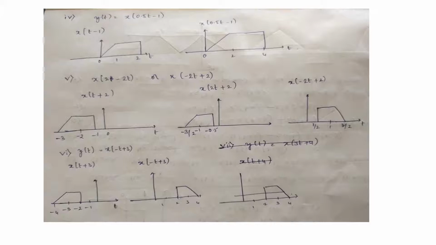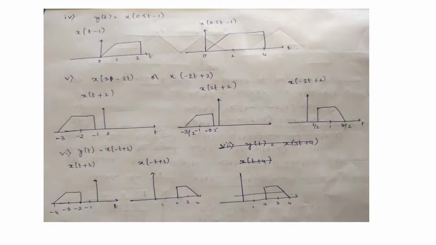Next I have x of 2 minus 2t, or x of minus 2t plus 2. Here I have to do all three operations. First one is time shifting, second one is time scaling, then I have to do time reversal. So first I have to find out x of t plus 2. Once again plus 2 is given, that means I have to shift the signal to the left side by 2 units. So the signal is present at minus 3, minus 2 and minus 1. Next I have to find out x of 2t plus 2. That means I have to do time scaling. I have to divide the signal by 2 units. That means the signal is present at minus 0.5, minus 1 and minus 3 by 2. Then time reversal, I have to draw the mirror image of the signal in the right direction.